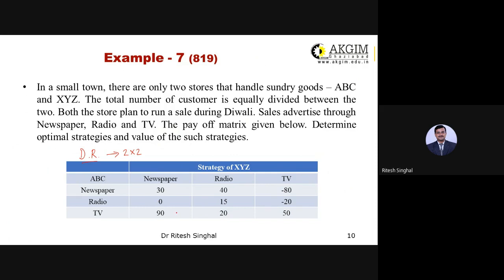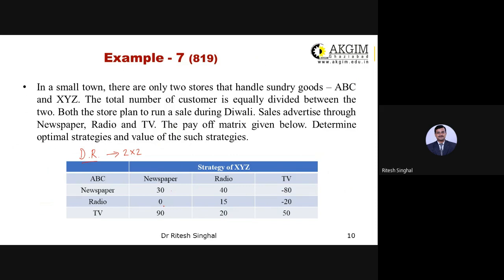So compare any two rows here. Let's take the first two rows. 30 is greater than 0, okay. 40 is greater than 15, okay. But minus 80 is less than 20. So the first two rows cannot be compared. Let's try another combination.